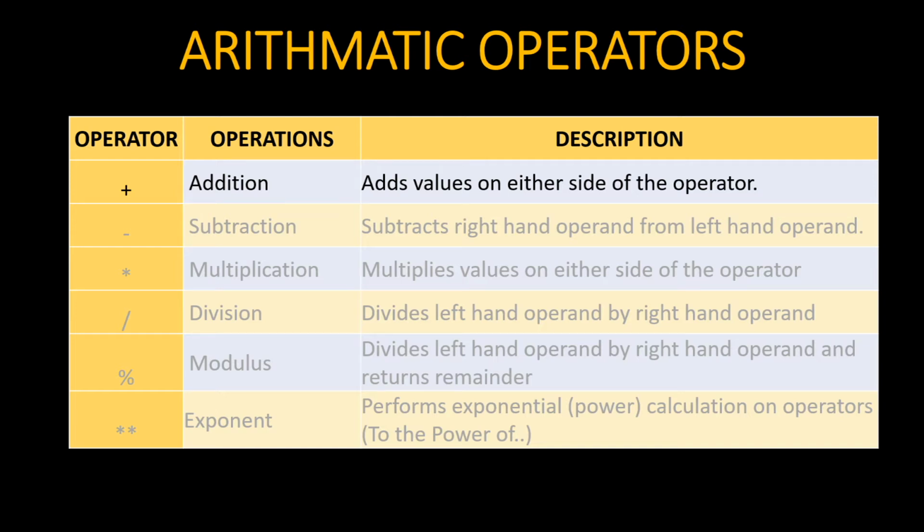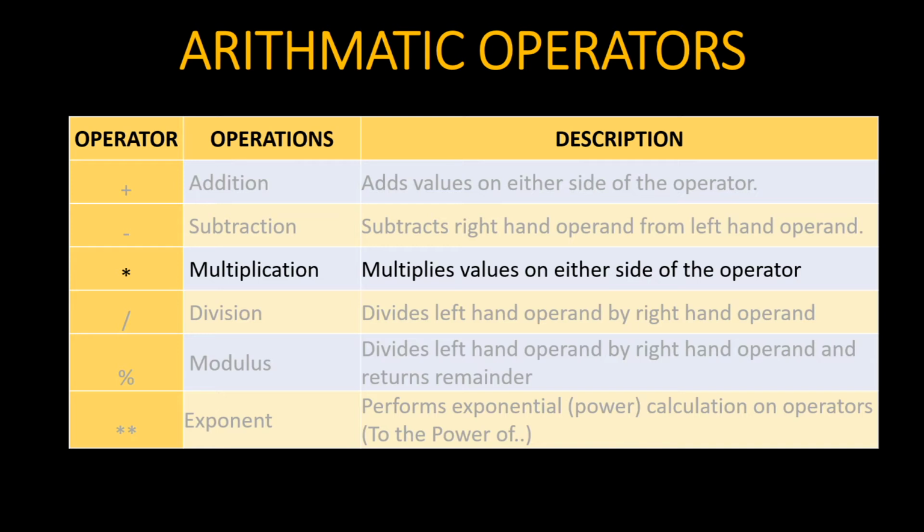Our next is subtraction. Subtraction is nothing but it will subtract the right hand side operand from the left hand side operand. And for subtraction, we use the minus sign. Our next is multiplication. Multiplication will multiply values on either side of the operator. For multiplication, we use the star sign.